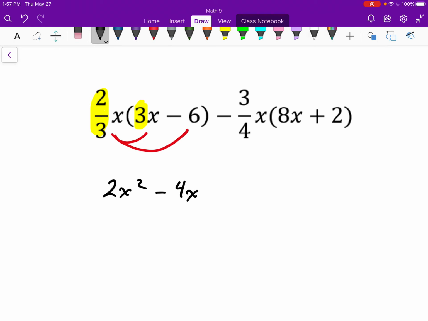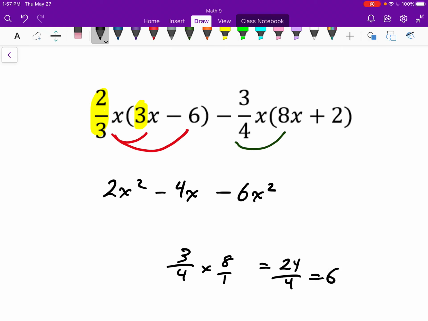All right. And then right here, negative 3/4 x times 8x. I know it's going to be a negative value. 3/4 of 8, I could work it out again. 3/4 times 8, so if I do that, I get 24 over 4, which is 6 whole. x times x is x squared. There's that first part done.